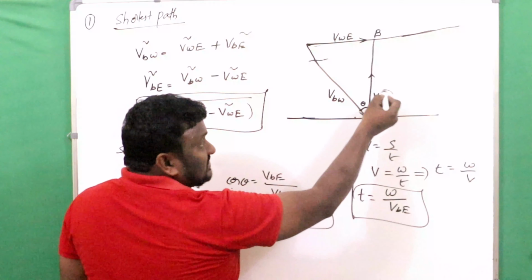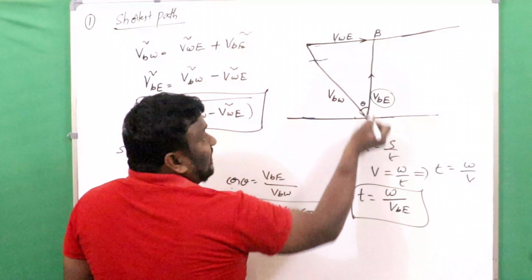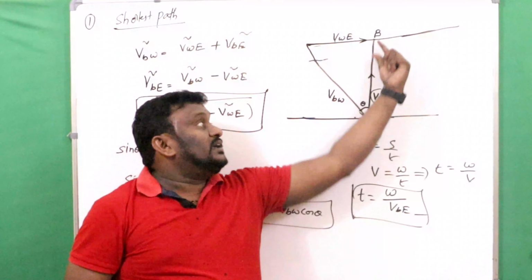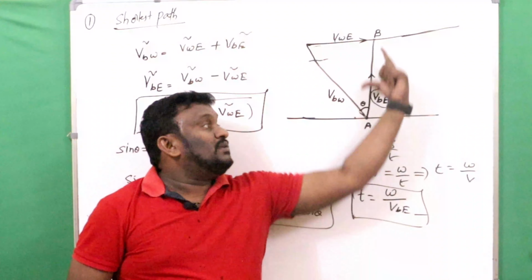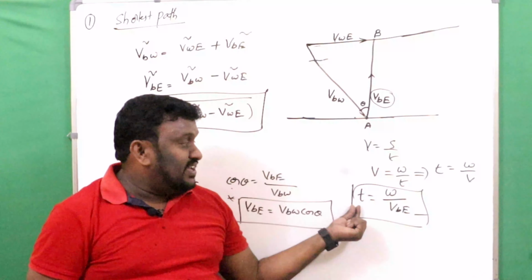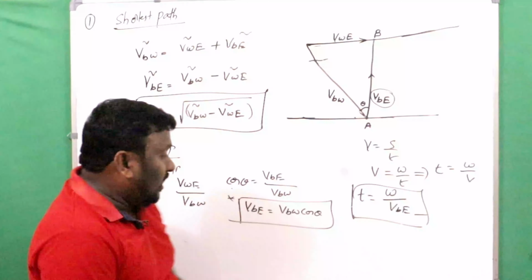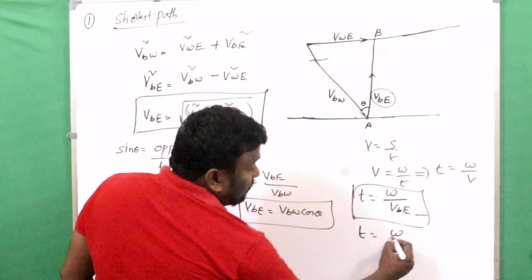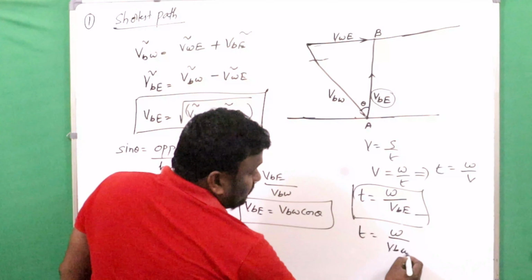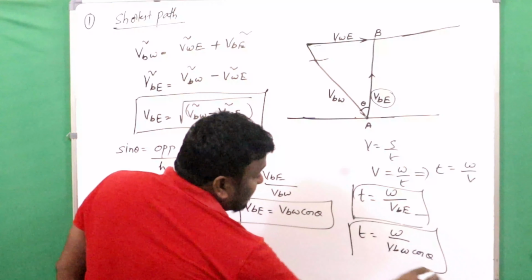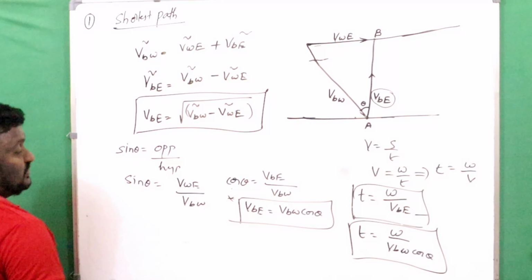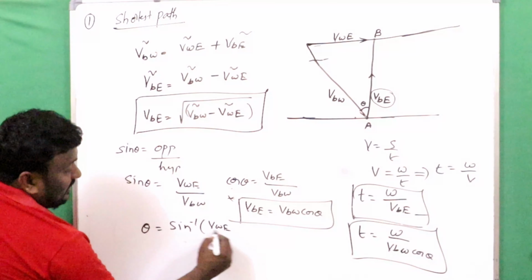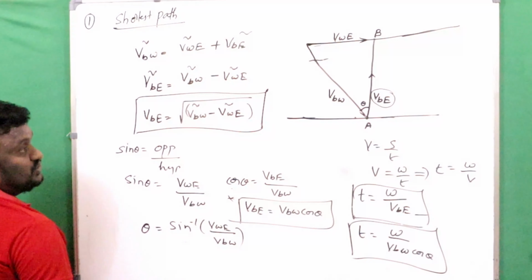So in this case, the velocity should be along the width. That is what we have to write. Remember that. The velocity along the particular width AB, that only we have to substitute in this formula. Then T is equal to W by VBE. Already we got VBE as VBW cos theta. So we can write T is equal to W by VBW cos theta. In this way also you can write. Clear? Theta is equal to sin inverse of VWE by VBW. So in this way we can write.